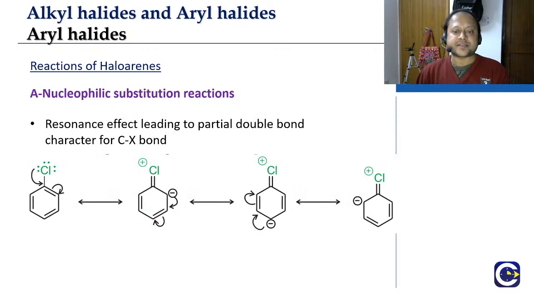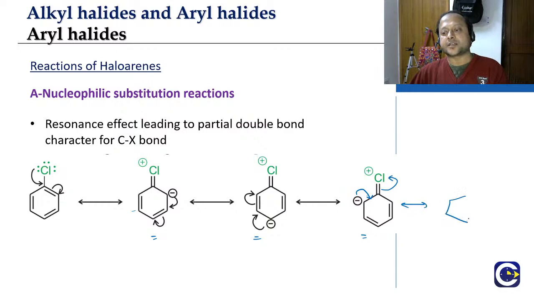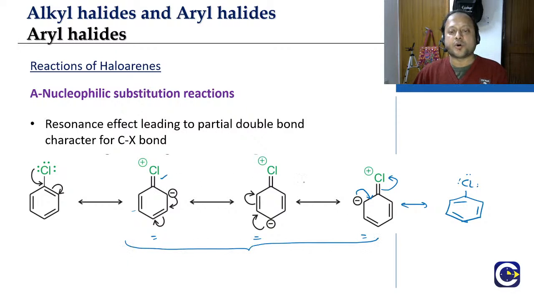Okay, the resonance effect that we were talking about: in all these three structures we have a partial double bond character. Then it comes back, goes over there, and you get the shifted original structure, this one. So you have got back your aromatic character, that's fine. But these three important structures show the partial double bond character, and hence it's difficult to break them, right?